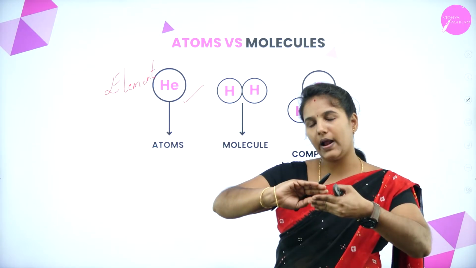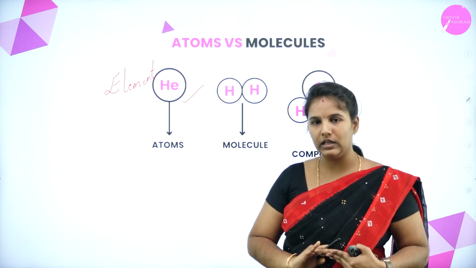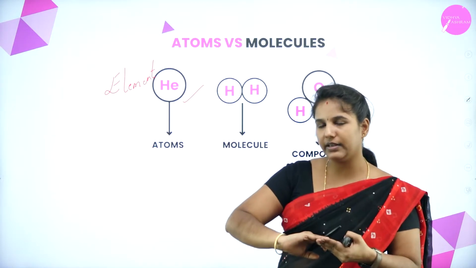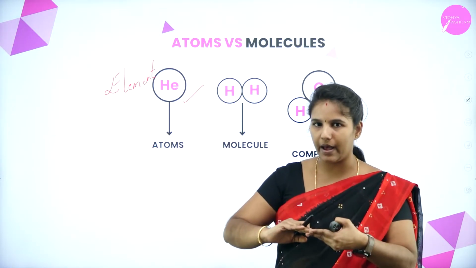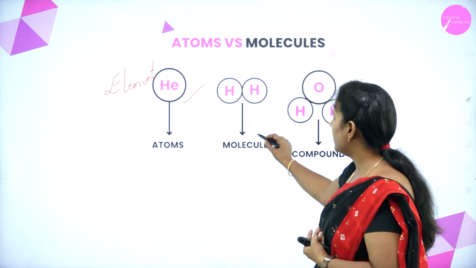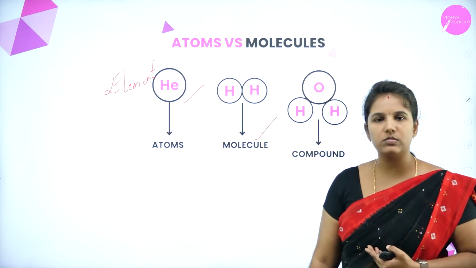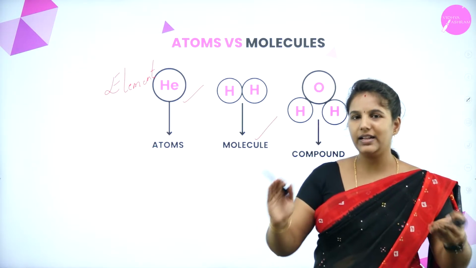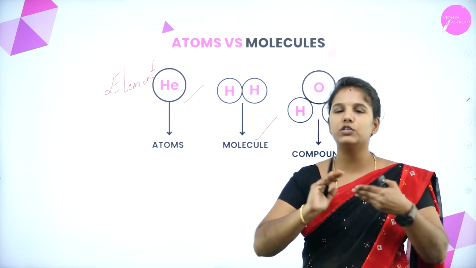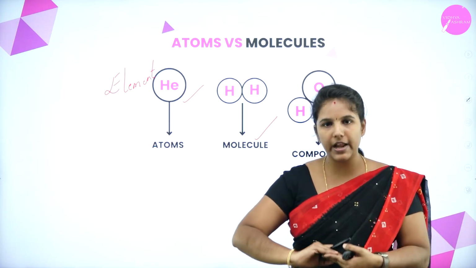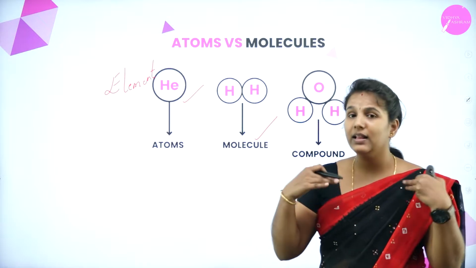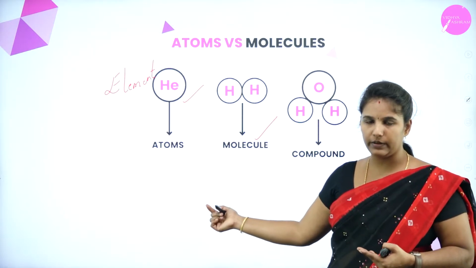If two or more atoms of the similar type are combined, they form a molecule. Atoms of the similar type, like hydrogen with hydrogen atom, or oxygen with oxygen atom, if combined, form a molecule.